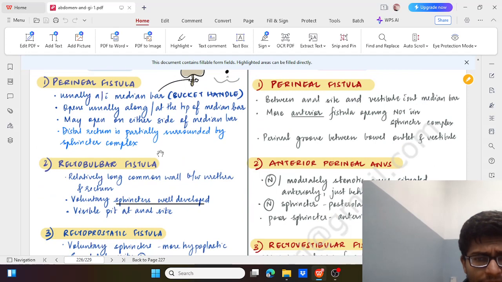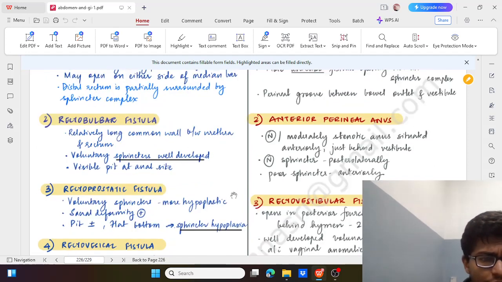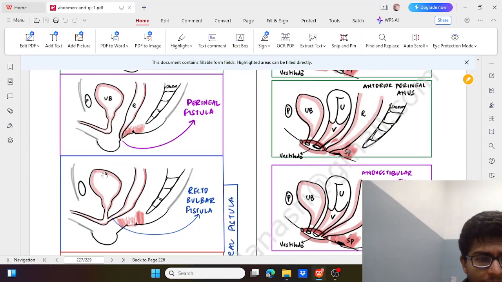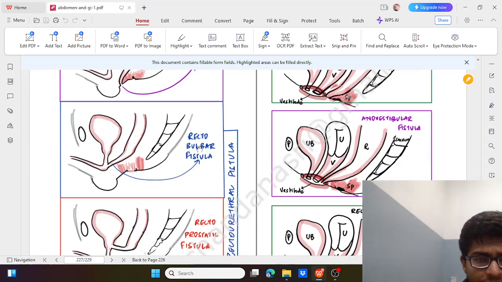Then coming to rectobulbar fistula, there is a relatively long common wall between the urethra and rectum. Voluntary sphincters are well developed and there is a visible pit at the anal side. We can see here the rectobulbar fistula, which opens into the bulbar area of the urethra, and there will be a pit at the anal side.